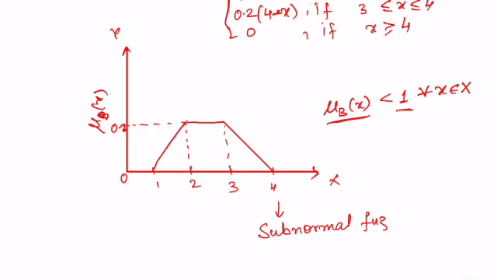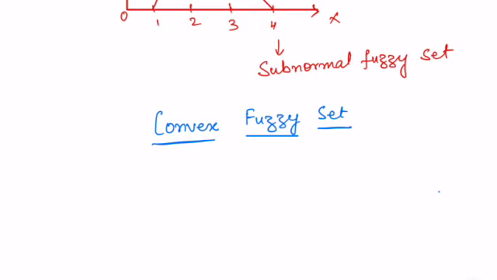Now we are moving to the convex fuzzy set. Before jumping to fuzzy, let us understand the meaning of a convex set in the classical sense, derive the relationship, and gradually descend from the classical to the convex fuzzy set.